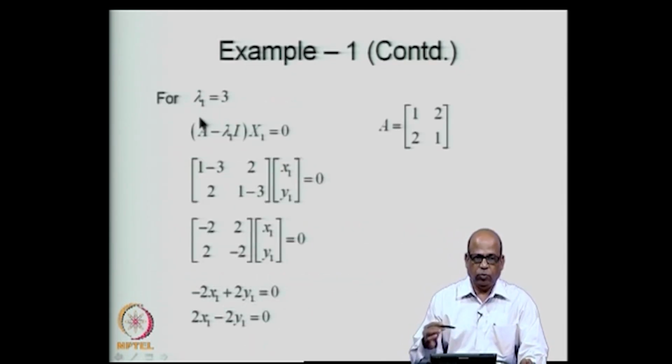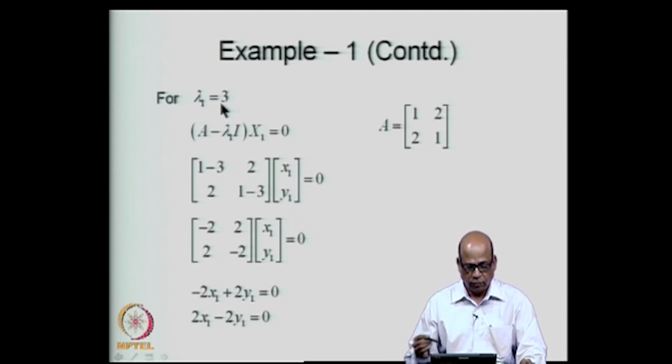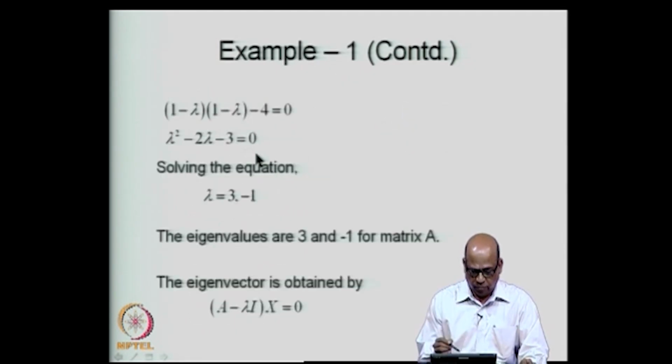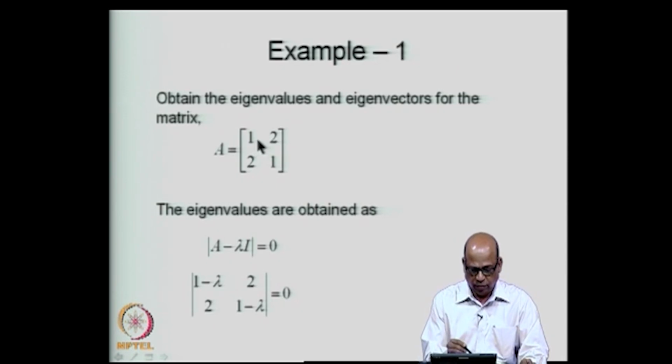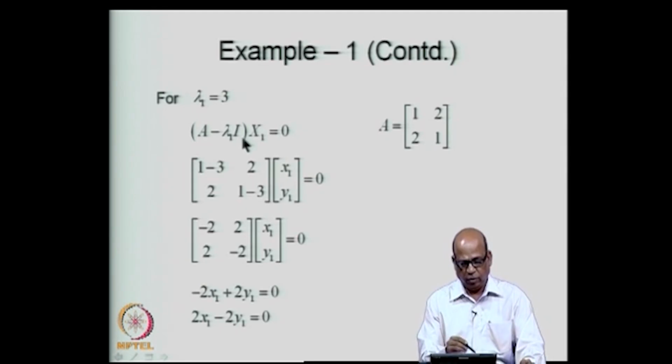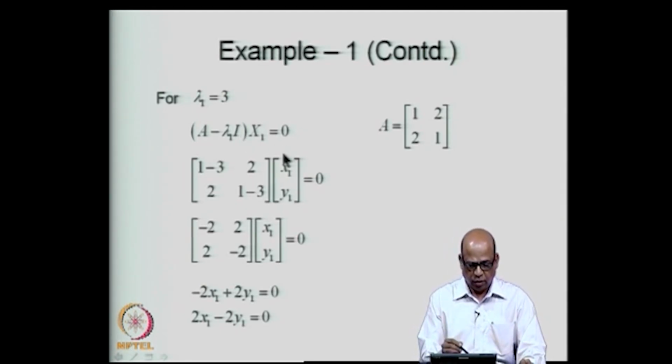So, I had 2 values of lambda. I will first start with lambda 1 is equal to 3 and substitute lambda 1 is equal to 3 in A minus lambda 1 I into x 1 is equal to 0. I is a unit matrix, and therefore from this A here, which is 1 2 2 1, I will get 1 minus 3, 2, 2, 1 minus 3, because lambda is 3. I am putting lambda 1 into it, and I will write this x 1 as x 1, y 1. This is the eigenvector now.